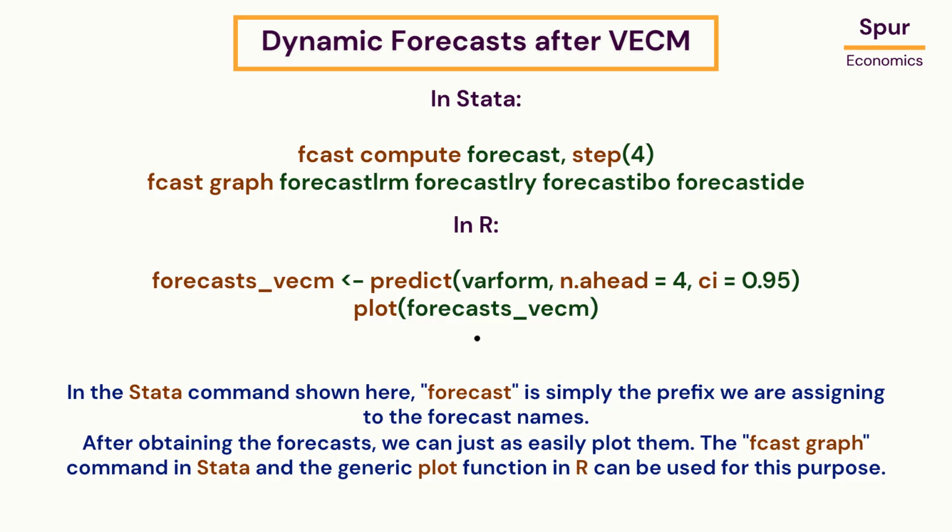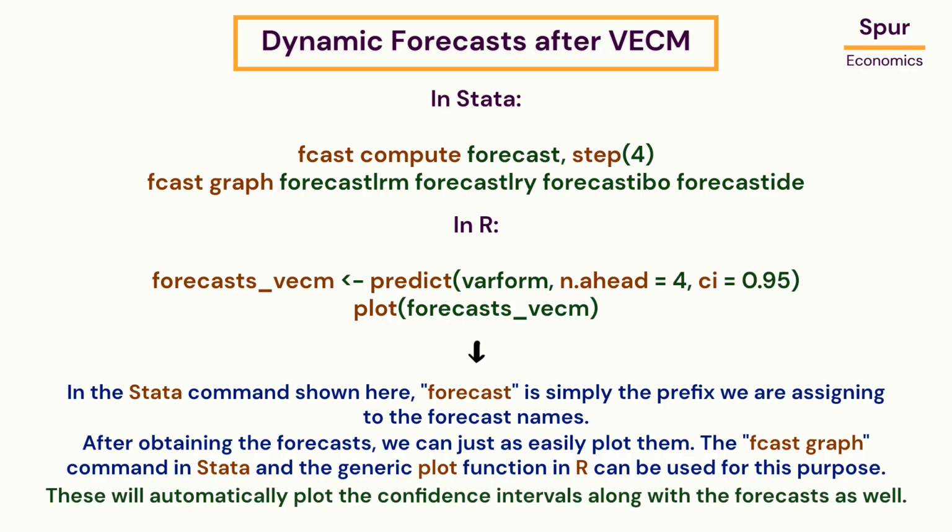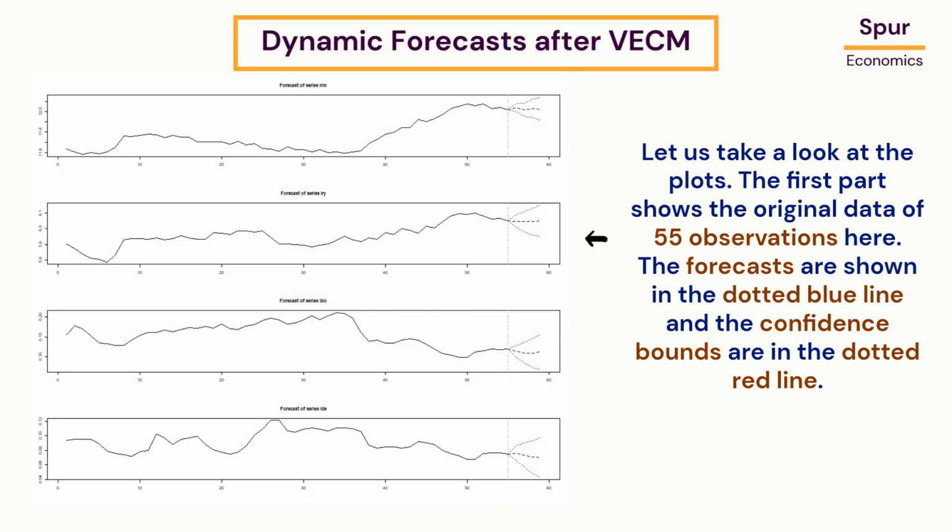After obtaining the forecasts, we can just as easily plot them. The fcast graph command in Stata and the generic plot function in R can be used for this purpose. These will automatically plot the confidence intervals along with the forecasts as well. Let us take a look at the plots. The first part shows the original data of 55 observations here. The forecasts are shown in the dotted blue line and the confidence bounds are in the dotted red line.